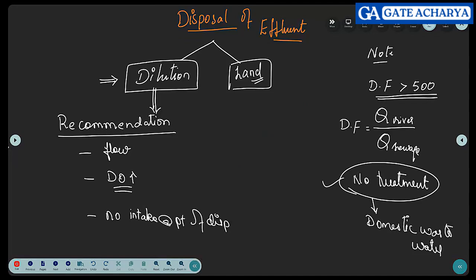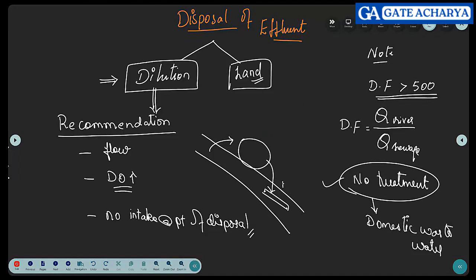So wherever we dispose, near that place there should not be any intake structure. Okay, for example, if it is a river and if it is a community, we are pumping water from here and we are disposing here. At this place, for a certain distance, no intake should be taken. For a certain length, no intake should be taken. We have to be careful in that. These are the few recommendations you have to follow in order to dispose the effluent by means of dilution.